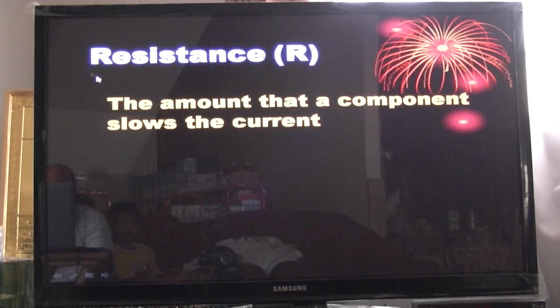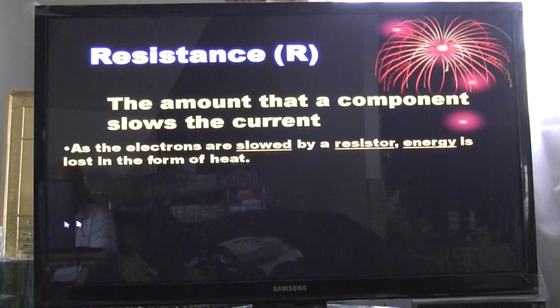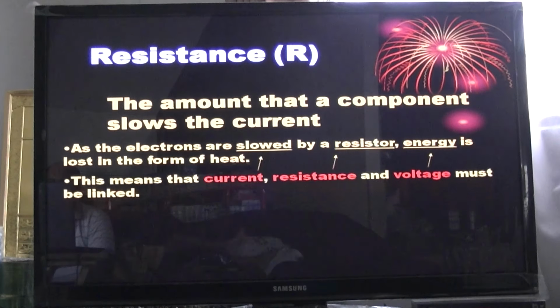Resistance. The amount that a component slows the current is called resistance. Resistance is R. As the electrons are slowed by the resistor, energy is lost in the form of heat. So the difference that it loses gets dissipated as heat energy.